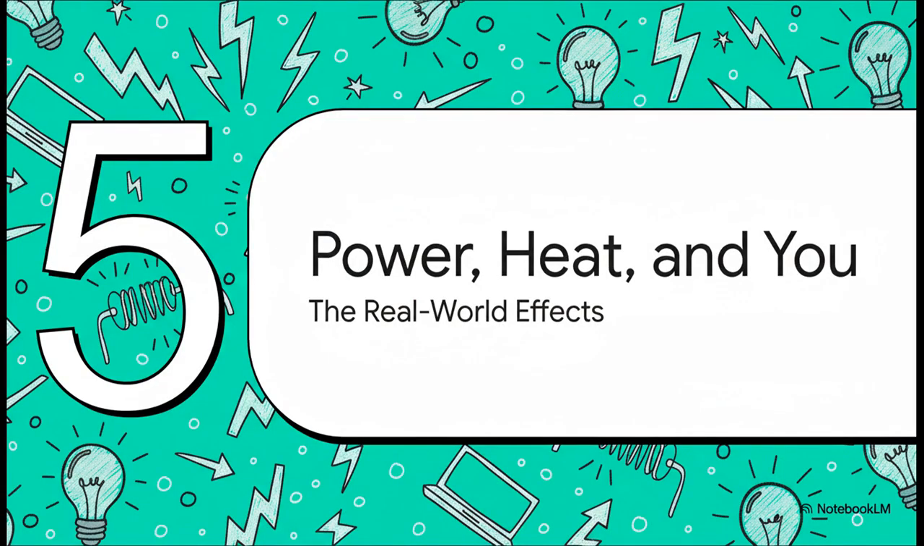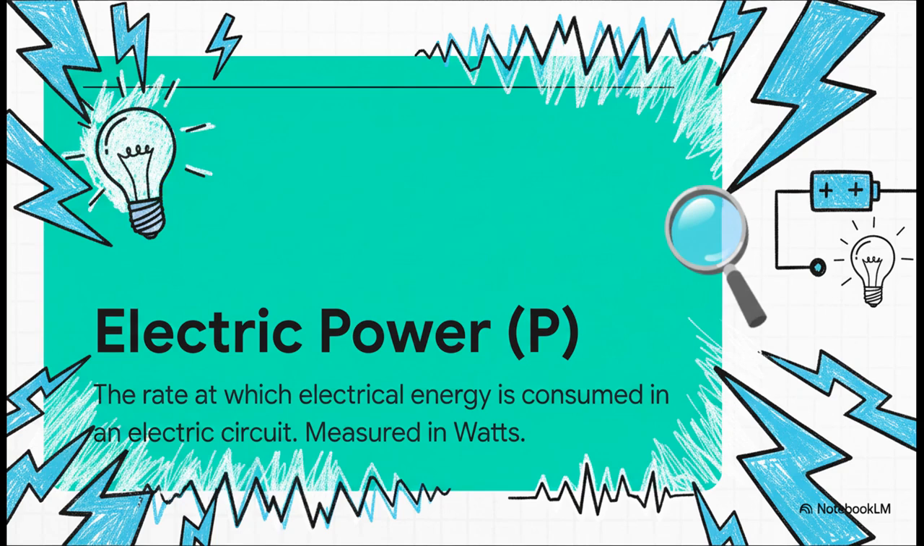Okay, we've gone through a lot of the theory, the push, the flow, the pass. But so what? What does all this flowing and resisting actually do for us in the real world? Let's talk about the results, the things you can actually see and feel. The first big effect is power. We measure electric power in watts. And all that really means is how fast is energy being used? It's a rate. So a 100-watt light bulb is just burning through energy twice as fast as a 50-watt bulb. It's as simple as that.